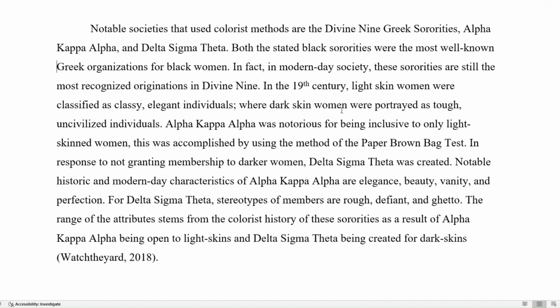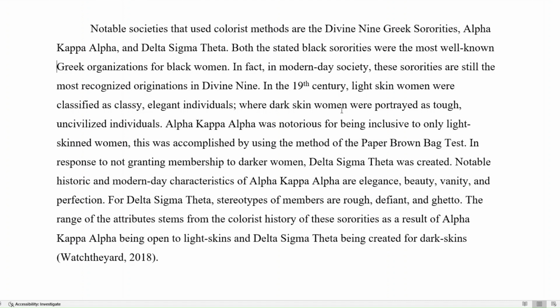In the 19th century, light skinned women were classified as classy, elegant individuals whereas dark skinned women were portrayed as tough, uncivilized individuals.